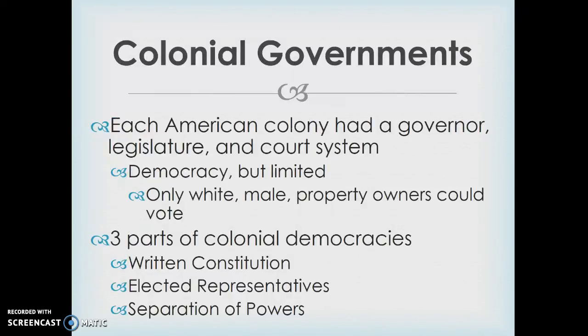In fact, our country is the only country in the age of revolutions to overthrow a government that was not an absolute monarchy. It actually was a limited monarchy. So moving on to colonial governments.